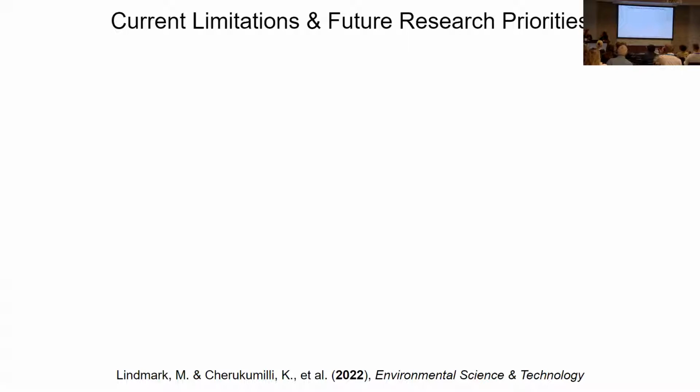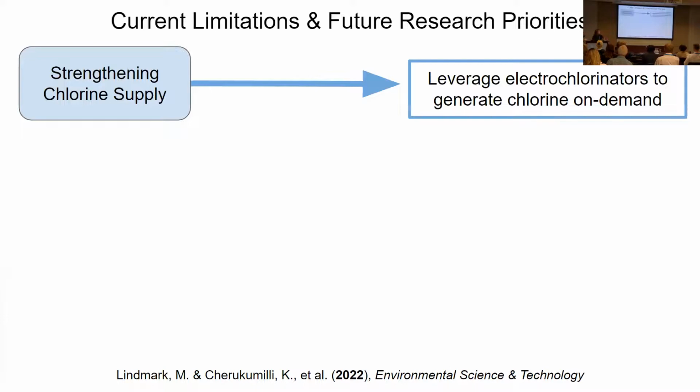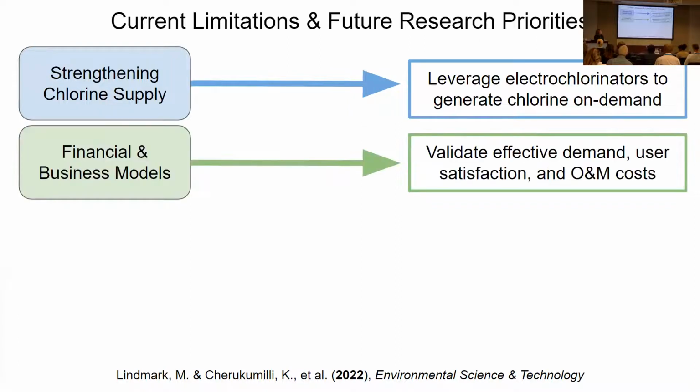So in addition to reviewing those papers that I mentioned before, we also collated all of that information to establish what are the current limitations to scale for chlorinators and what are some research priorities that we can identify. One of the first things is chlorine supply. Availability of chlorine is really critical. One of the things we can do to overcome that is leverage electrochlorination, which uses electricity to generate chlorine on site. And then financial and business models.